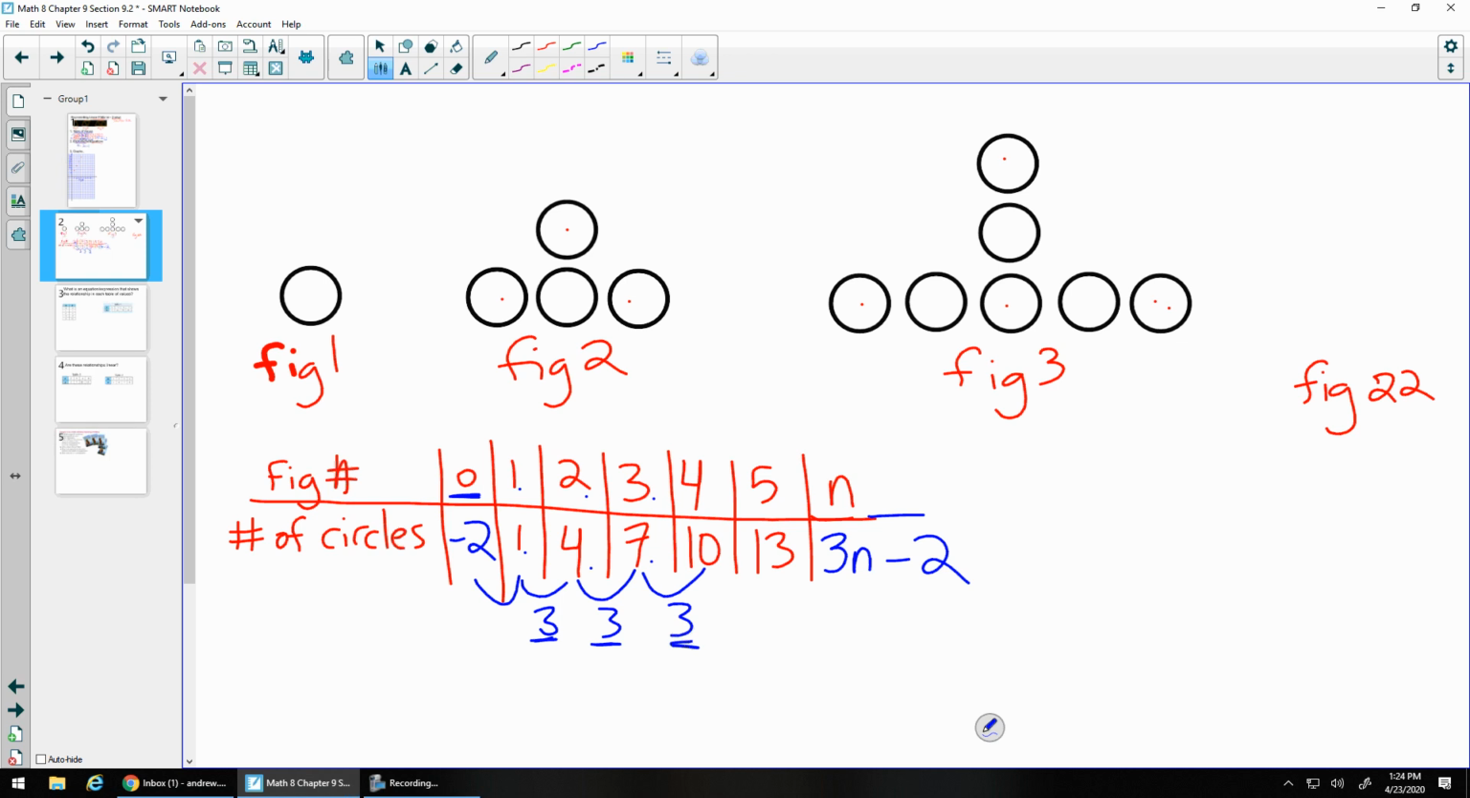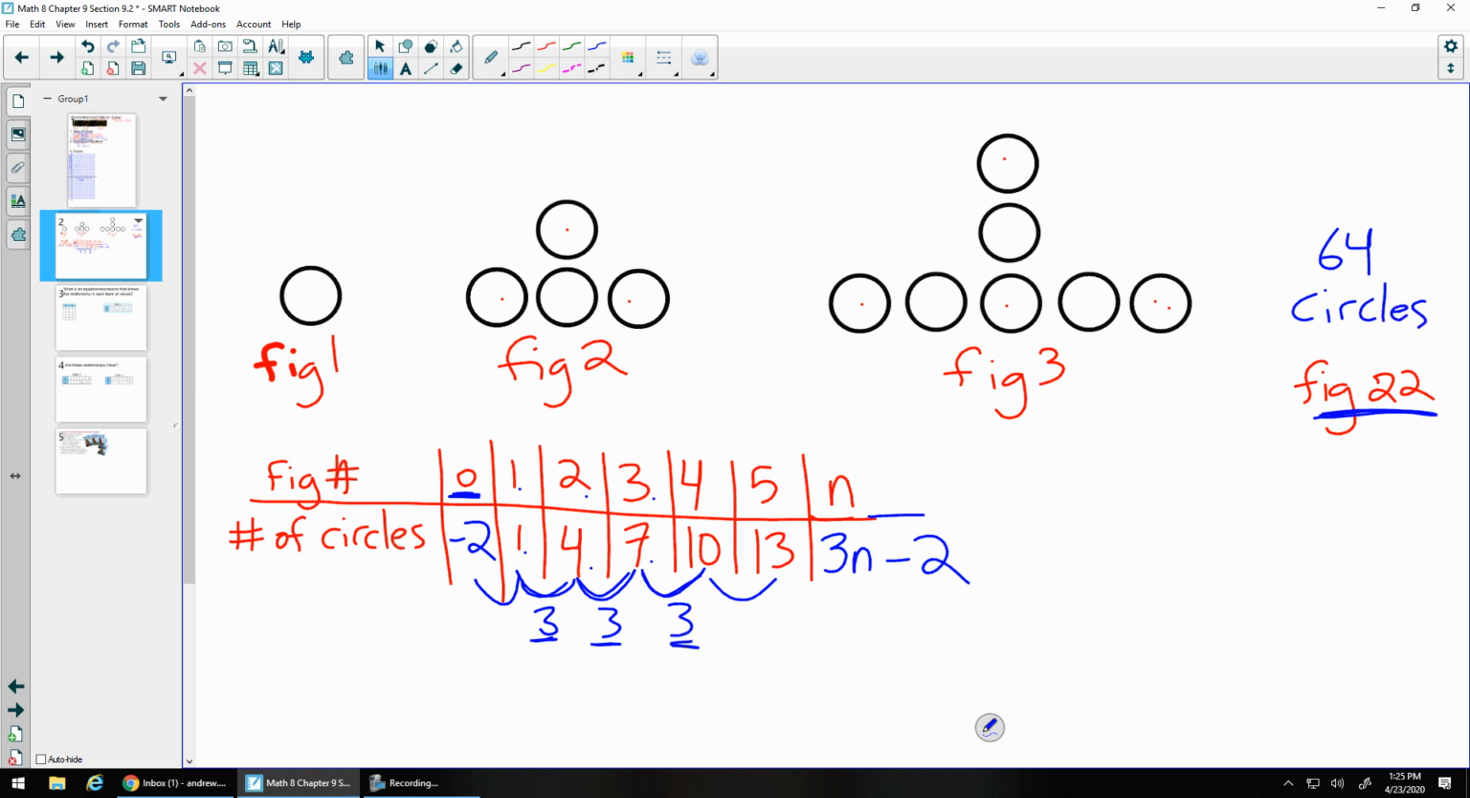Okay, so you check how much you have to multiply by, how much your pattern goes up by each time for every figure number or whatever else you're comparing it to. And then at figure number 0, or at 0 for the x value, that will show you what you're adding or subtracting. And now, if we have to multiply the figure number by 3 and then subtract 2, well, if we're looking for figure 22, we have to multiply it by 3, which would be 66, and subtract 2. So there'd be 64 circles in figure 22.